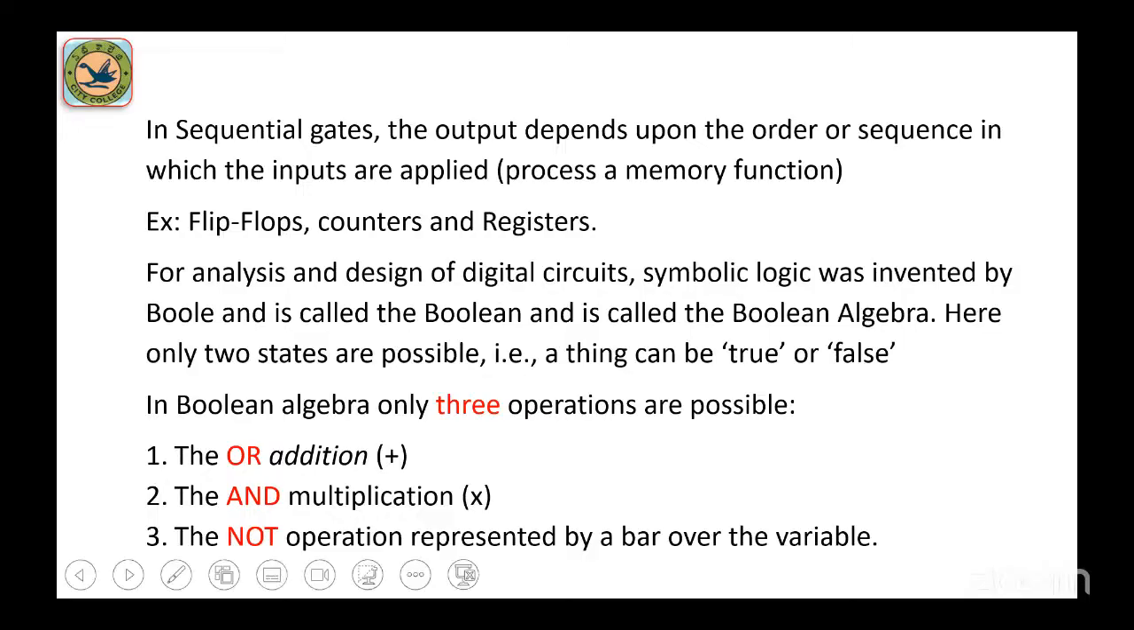One is the OR gate, which gives you the output of the input variables being added. That is related to the OR gate. The multiplication gives you the AND gate, and the complement gives the NOT gate.